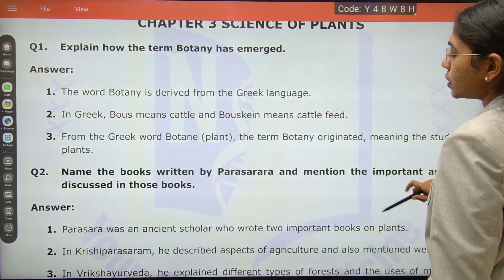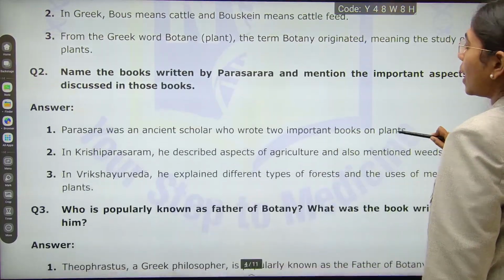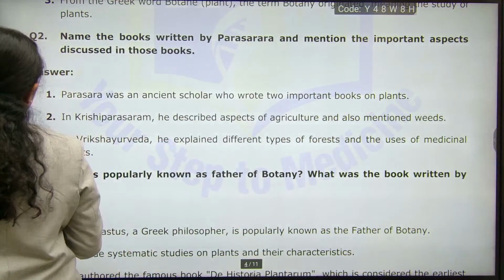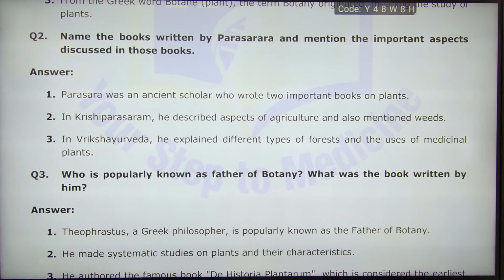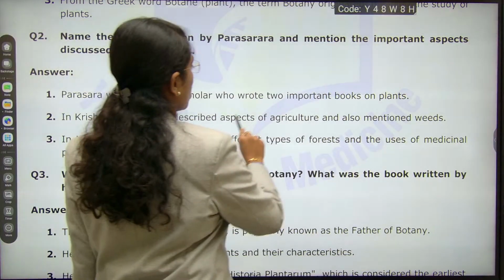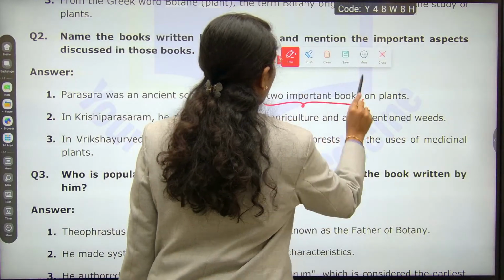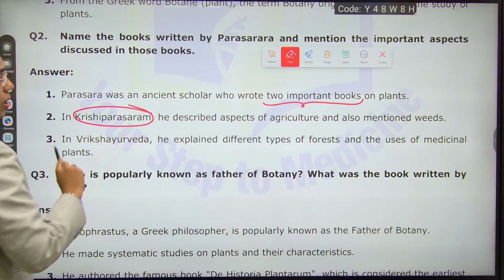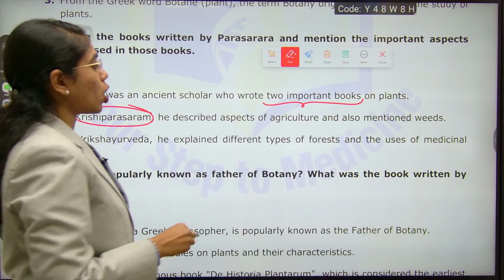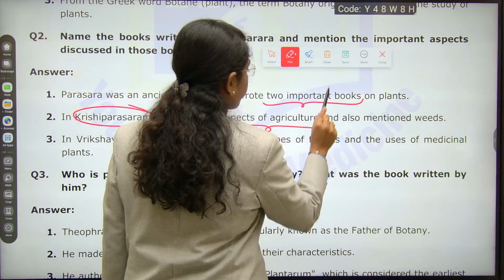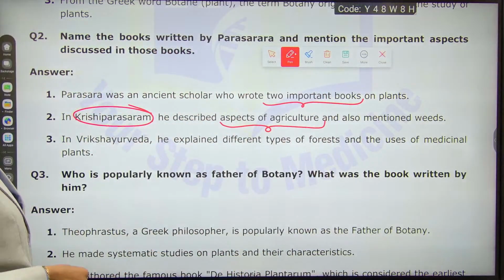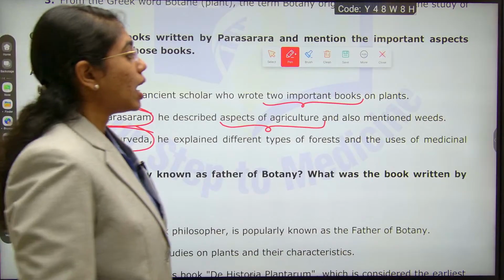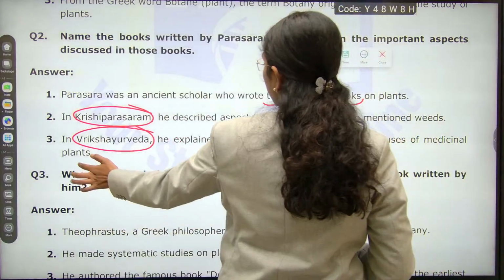Name the books which are written by Parasara and mention the important aspects discussed in these books. Parasara was an ancient scholar who wrote two important books on the plants. In Krishi Parasaram, he described aspects of agriculture and also mentioned weeds. In Vriksha Ayurveda, he explained different types of forests and the uses of medicinal plants as well.